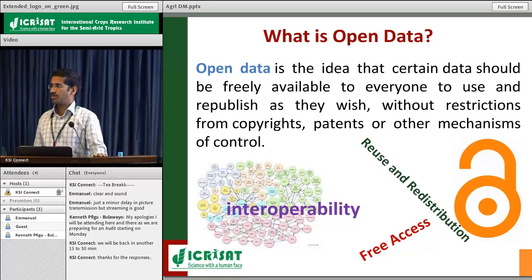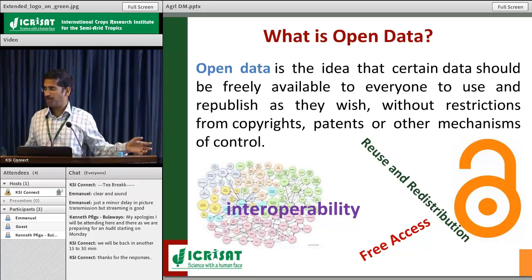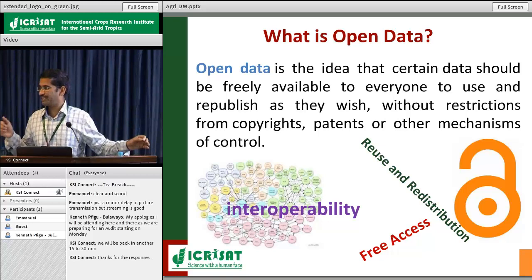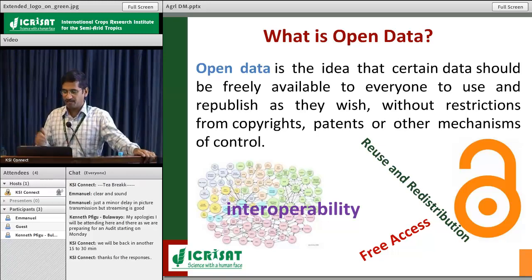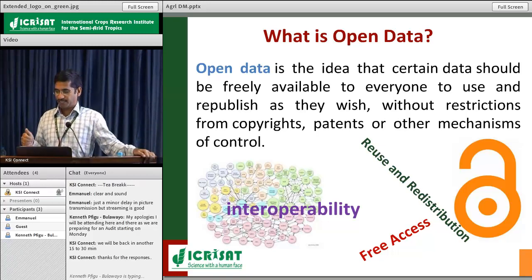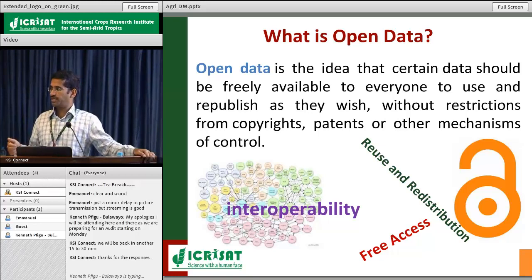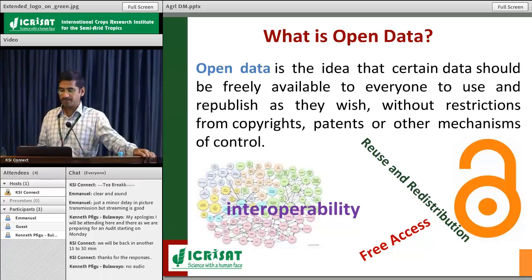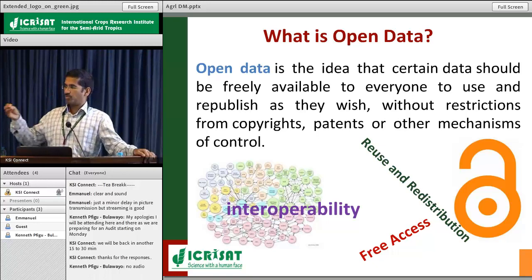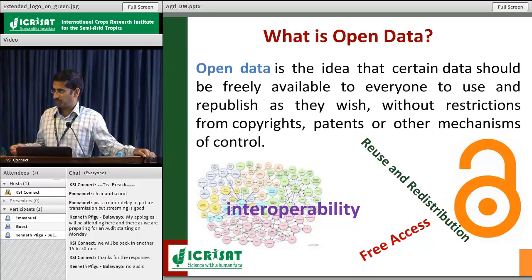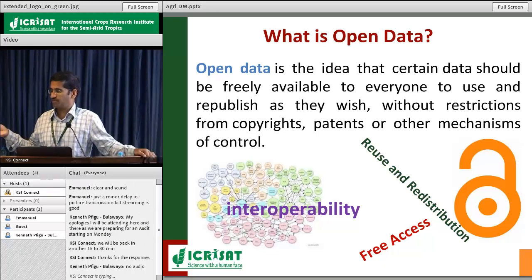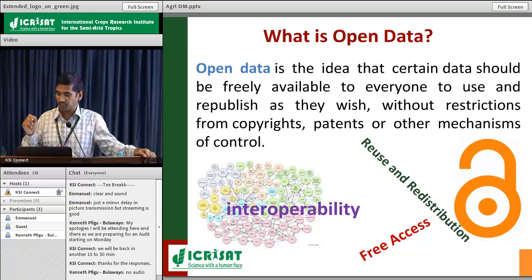See, there are a number of definitions, but in general, open data means open to everybody without any restrictions. It should be interoperable, reused and redistributed. That's free access. That means whatever data you are producing out of your research activities should be freely available to the outside world, to anybody who wants it, and it should be reusable and redistributable.